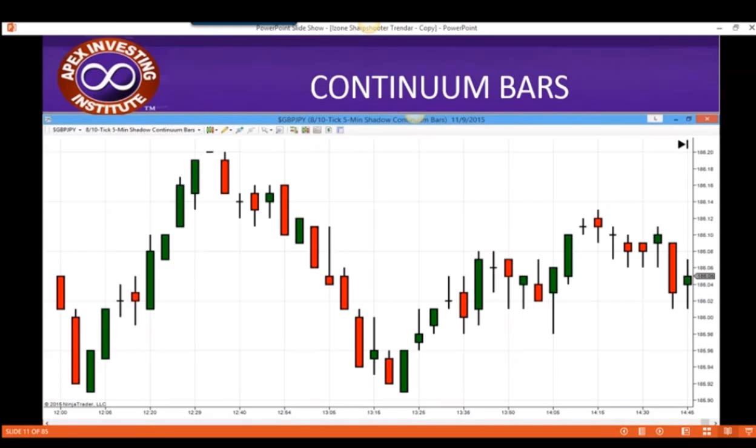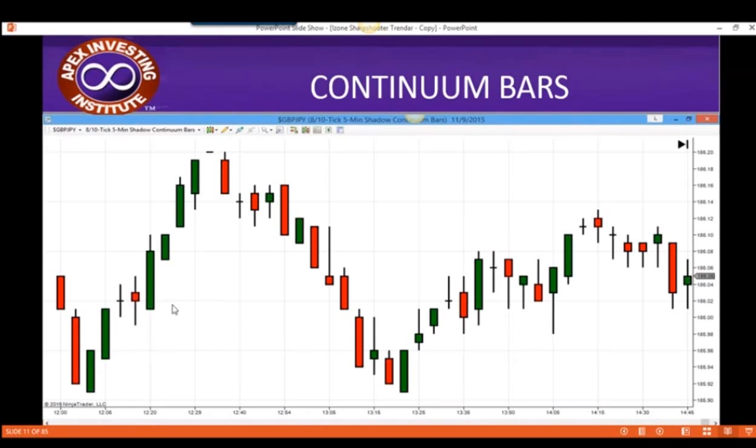Okay. So Dave's asking right now, are those 5-minute charts? Dave, what these are called, if you look right here, see this is called H/10 tick 5-minute bars. Okay. These are what we call continuum bars, all right?